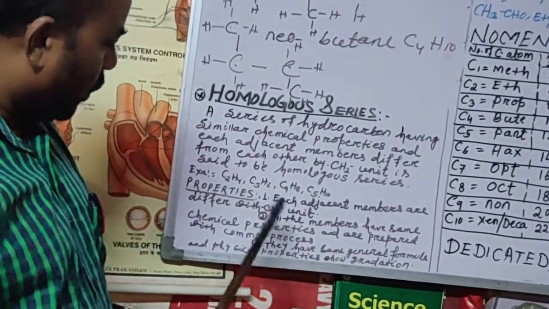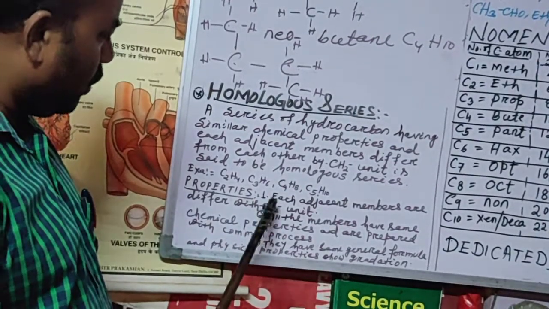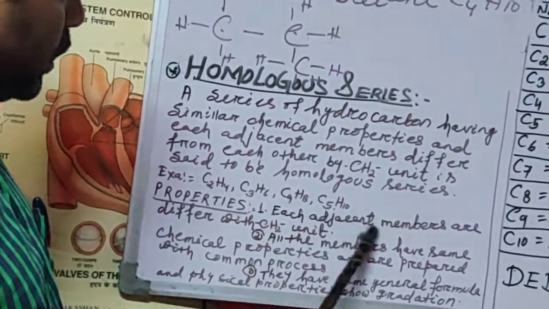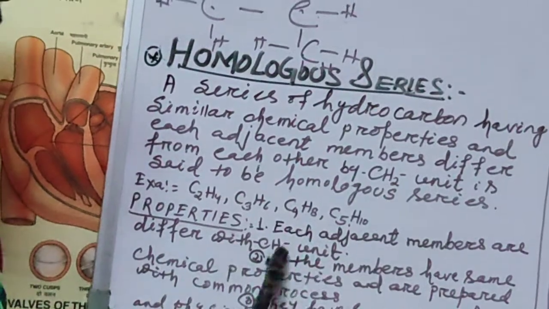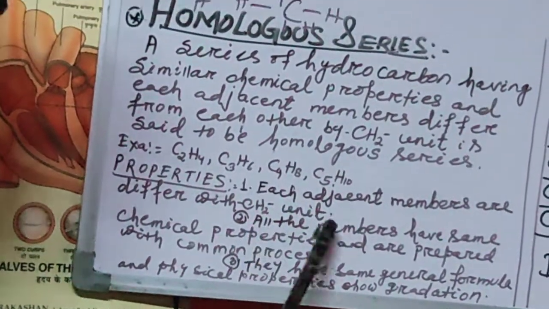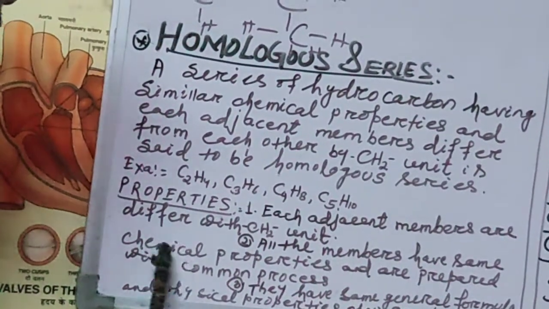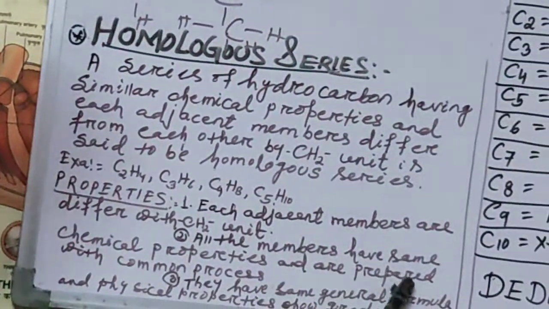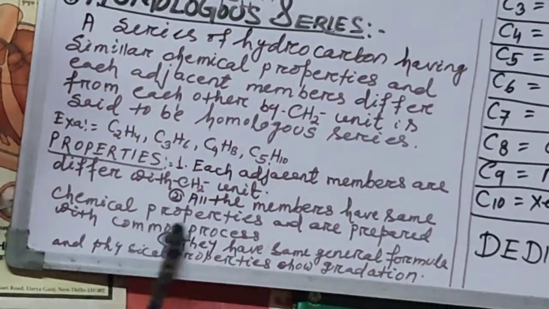I have given you points 1, 2, 3, the properties of a homologous series. The first property is that each adjacent member differs by a CH2 unit, which I have shown you. The second is that all the members have the same chemical properties and are prepared by a common process.